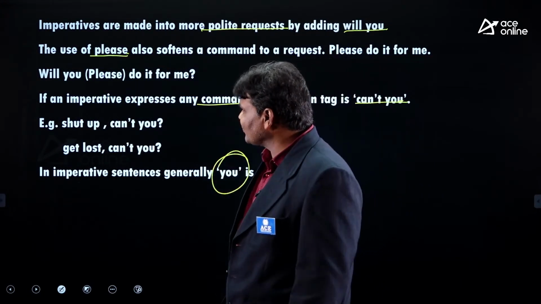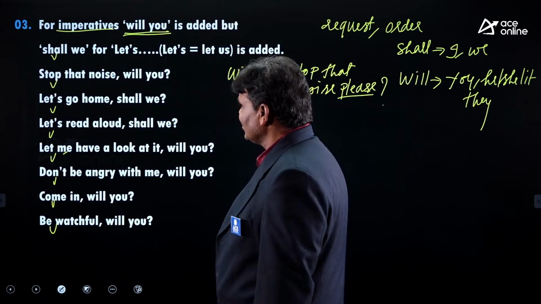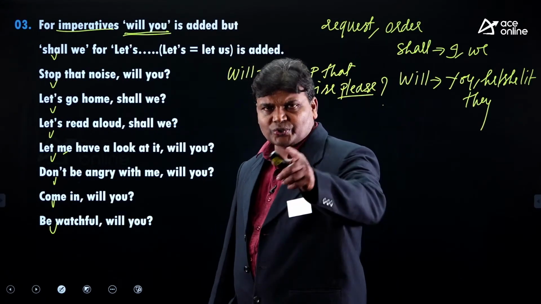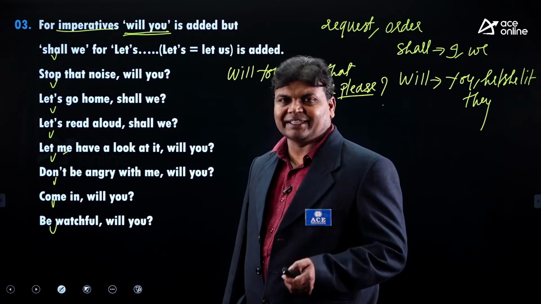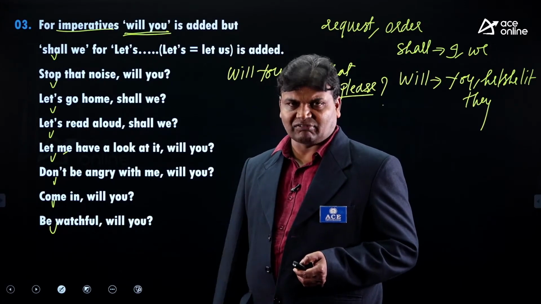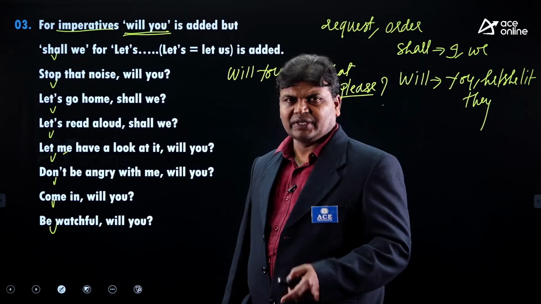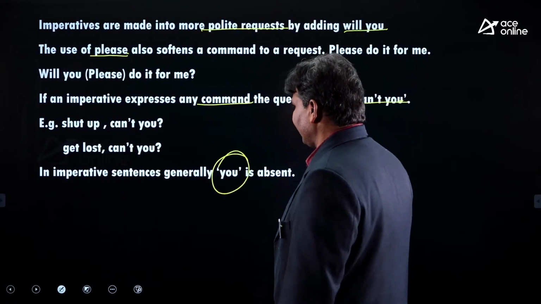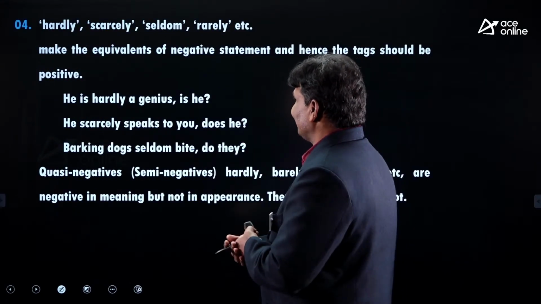Like in imperative sentences, generally, you is absent, which means we understand that you is there. For example, you see, stop that noise. You stop that noise, but you is not there. It is understood. Sit down. You sit down, which means you is not expressed. Very nice. We'll go with the next word, students.